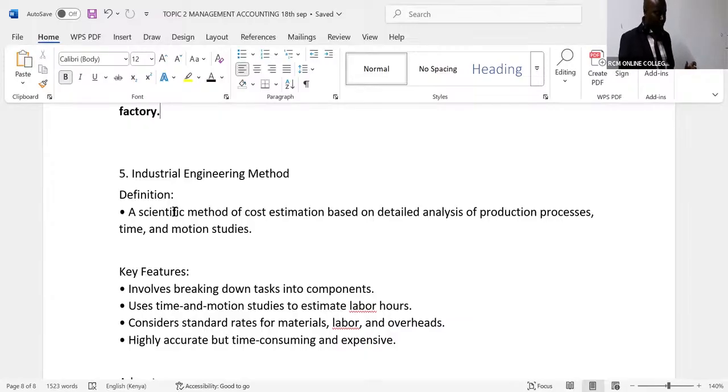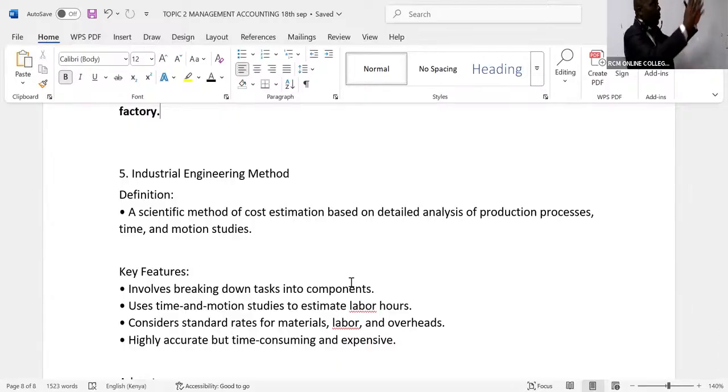A scientific method of cost estimation based on detailed analysis of production processes, time and motion studies. A lot of studies have to be undertaken, the time we will take and motion studies. Key features: it involves breaking tasks down into components. You must break down the whole project.